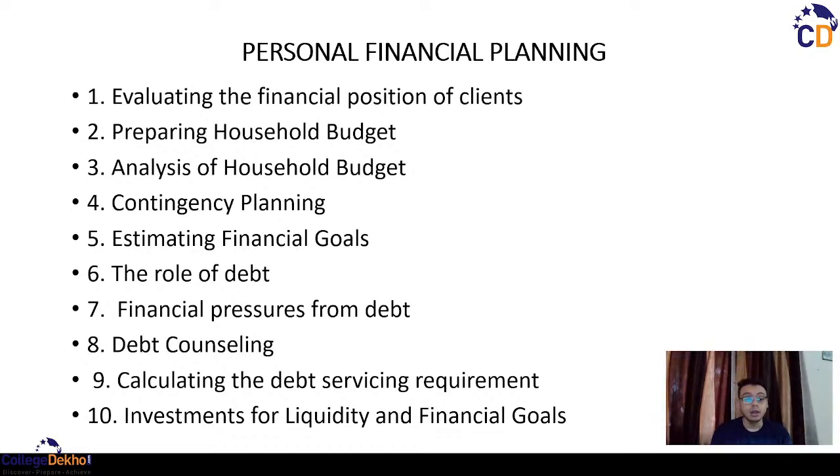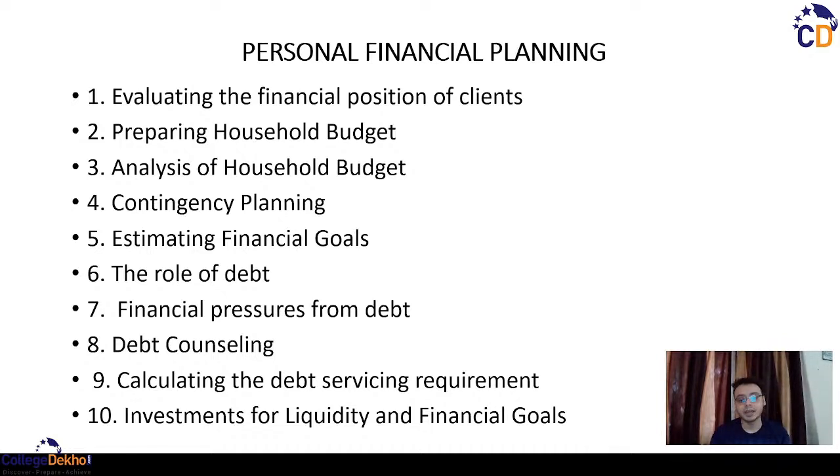Debt counseling. There are professional debt counselors in the form of your investment managers only, and they tell you how much debt you can afford to take, how much to prepay the debt, how much to pay the debt. So all these things they take into scenario. Okay. Then there's calculating the debt service requirement. So you have to see debt service requirement. You have to see how much debt you can pay.